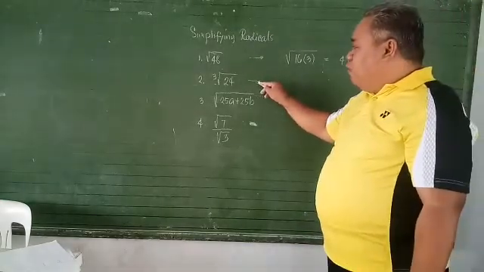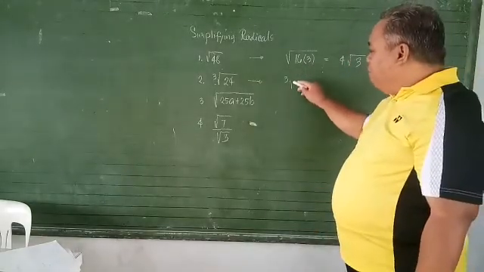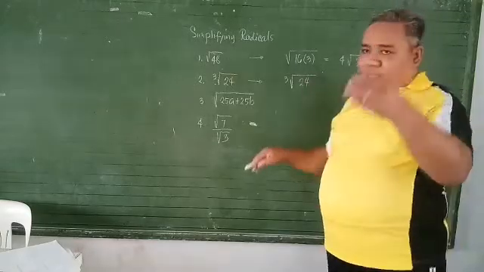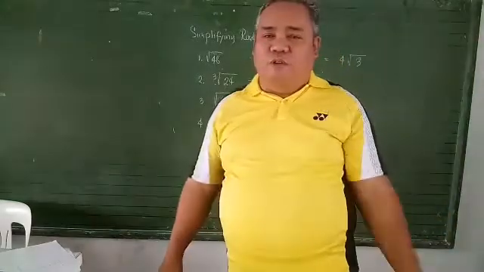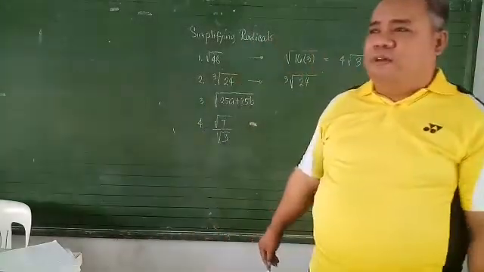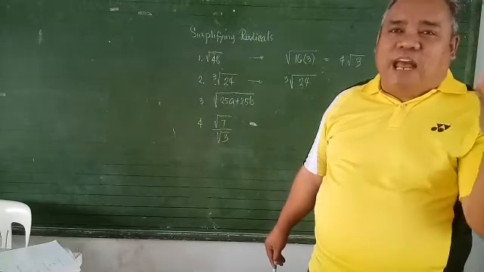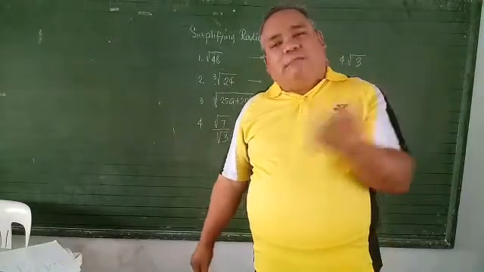Now this time, the cube root of 24. Now what are the perfect cubes of any number? What are those perfect cubes? That is 1, 8, 27, 64, 125, 216, and so on and so forth. 125 is for 5, because 5 times 5 times 5. 5 times 5 is 25, times 5 is 125.